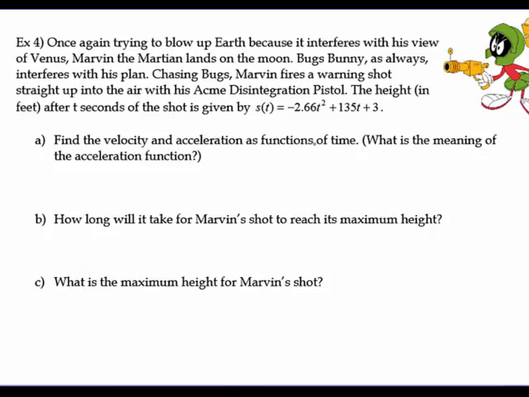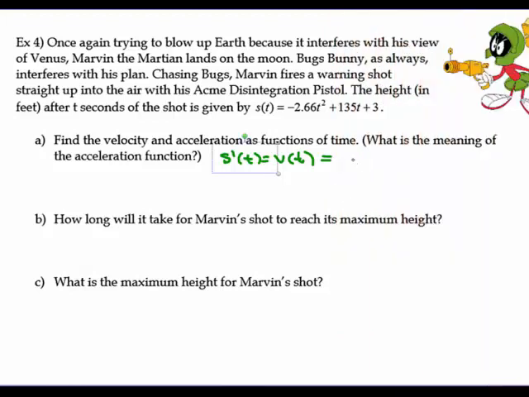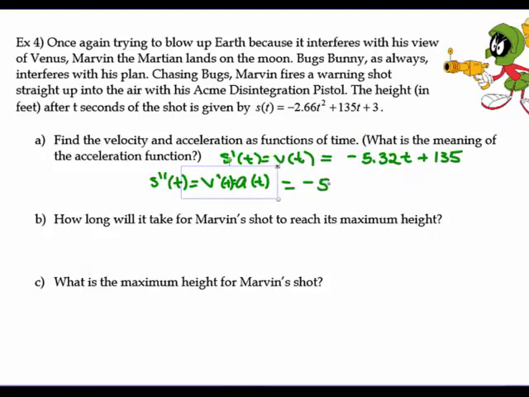Okay, so velocity here. Velocity is s prime of t, which I'm going to call v of t, is the derivative of this, so negative 2.66 times 2. And negative 2.66 times 2 is negative 5.32. And that's going to be negative 5.32t plus 135. And our acceleration function, which again is the second derivative of position, also the first derivative of velocity. My acceleration function is the derivative of that, which is negative 5.32.